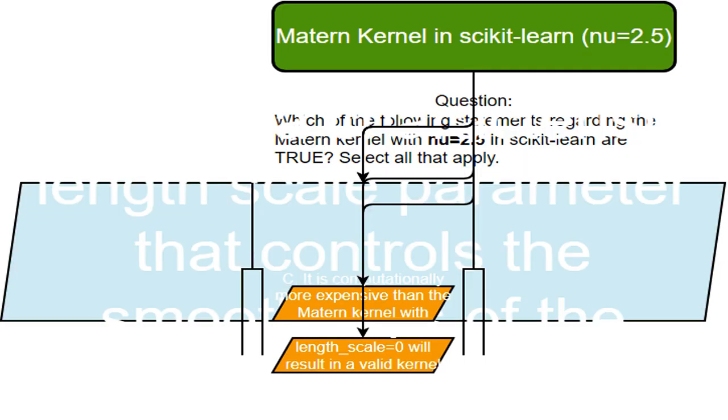This statement is true. The Matern kernel has a length scale parameter. This parameter determines the typical distance over which the function changes significantly. A smaller length scale means the function changes rapidly, less smooth, while a larger length scale makes it change slower, smoother. It's kind of like zooming in or out of a graph.